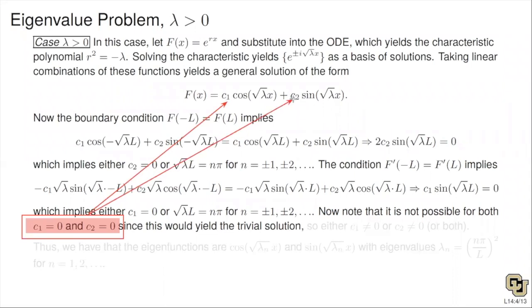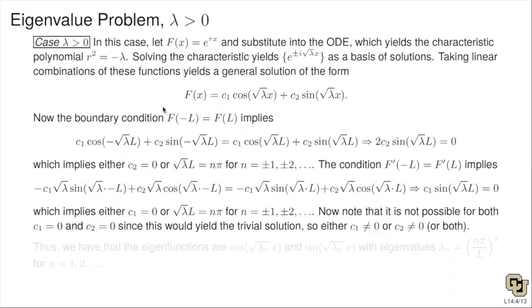If C1 and C2 are 0, F is 0, and U of x,t equals F times G, so U would be 0. That violates our separation of variables assumption that we have a non-trivial solution. So the statement C1 is equal to 0 and C2 is equal to 0 is a false statement. So the opposite of this statement is true. So either C1 is not equal to 0 or C2 is not equal to 0, or both, or they're both not equal to 0.